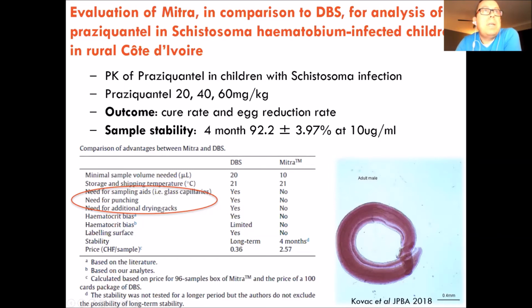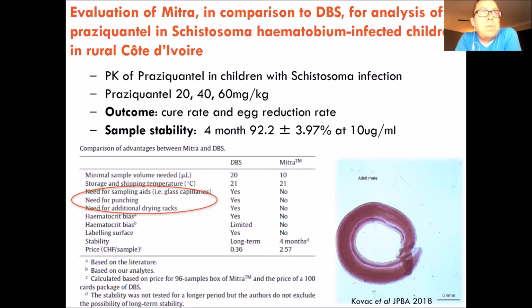I put on this slide a table where they compared Mitra versus DBS, and you see several items that they assessed, for example, the volume of the sample, shipment conditions, and then you see the need for a sampling aid, a glass capillary, and then they say yes for dry blood spot and no for Mitra. But it completely depends on how you perform your dry blood spot procedure. So you can use glass capillaries, but you can also use a falling drop of blood. In that case, DBS would be no, the same as for Mitra.